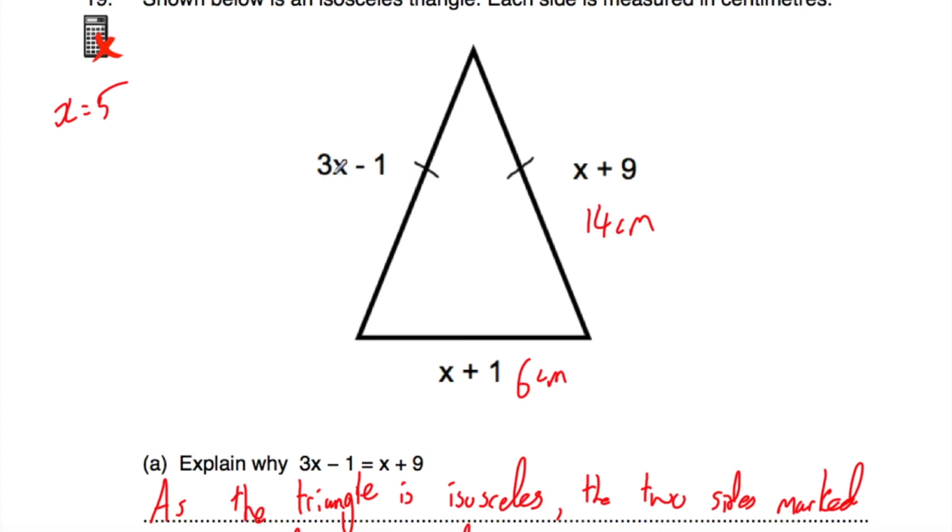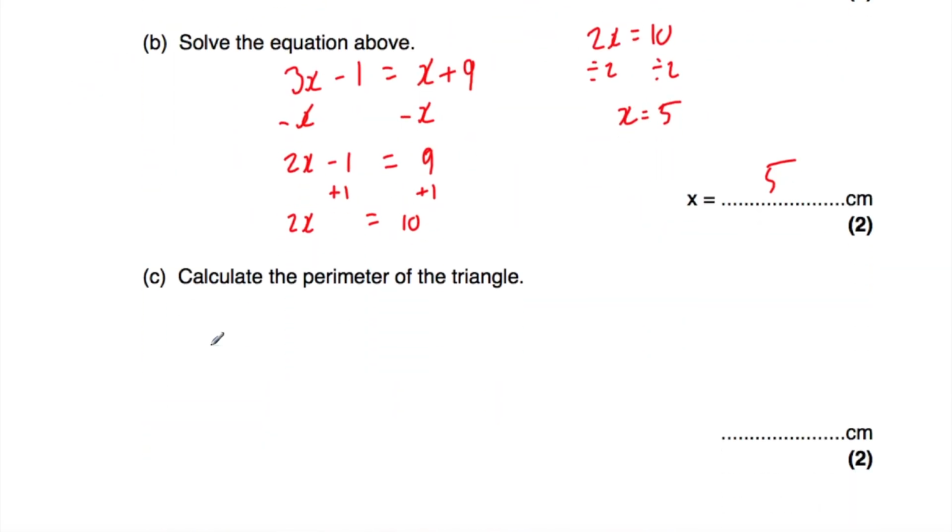3 times 5 is 15. Take away 1 is 14. And that's great that the right-hand side is the same length as the left-hand side. If they weren't the same as each other, I'd panic a bit there. So we've got 14 centimetres, and 6 centimetres. So let's find the perimeter. So 14 plus 14 plus 6. 14 plus 6 is equal to 20, plus another 14 would be 34. So 34 centimetres. And that's it. So that's the perimeter of the triangle.